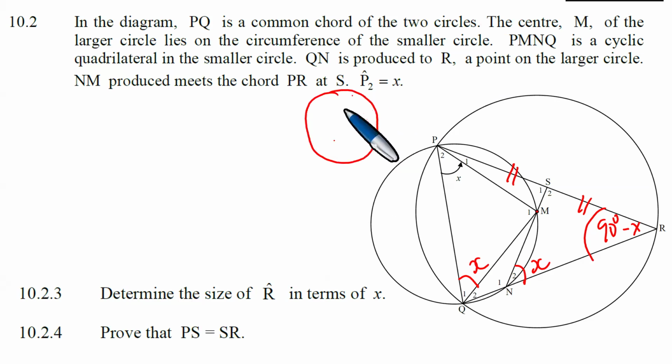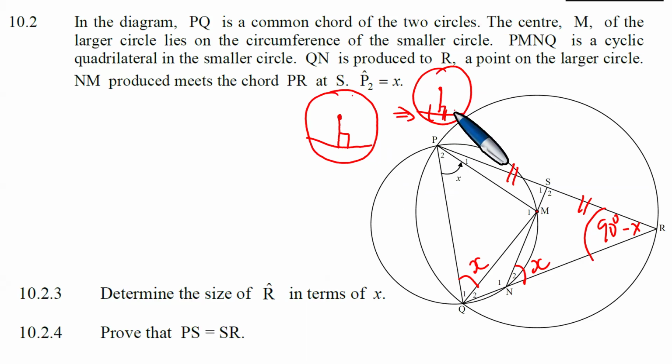But there's a theorem we do at grade 11 that says a perpendicular from center to chord bisects the chord. So here, if you can prove that this angle is 90 degrees, and that is 90 degrees, then it will mean that the point S bisects the chord PR, meaning S is the midpoint. So there you're going to say the angle S1.